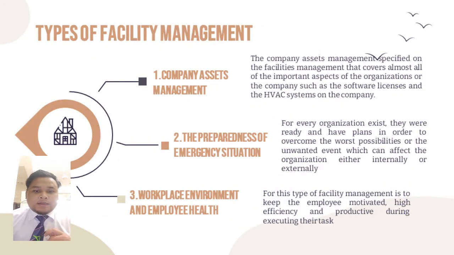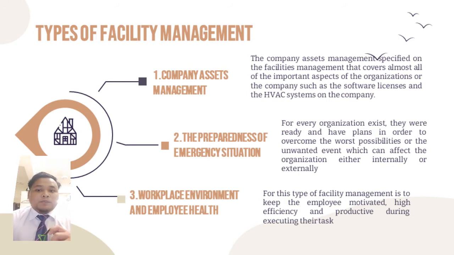The first one is company assets management, where this type of management is specified on the facilities that cover almost all of the important parts and aspects of the organization, such as the software license and the HVAC system of the company. For the second one is the preparedness for emergency situations. Every organization should be ready to have plans in order to overcome the worst possibilities or unwanted events which can affect the organization either internally or externally.